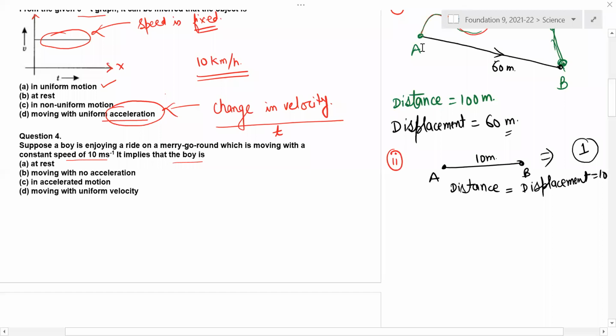Sir, because there is a change in the motion's direction, sir. Very good, Ramchandra. I'm so happy. See, dear students, please understand acceleration. Acceleration means we are talking about change in velocity, change in velocity by time. Now, it has been given 10 meter constant speed. There is a difference. Now, the concept you have to understand.